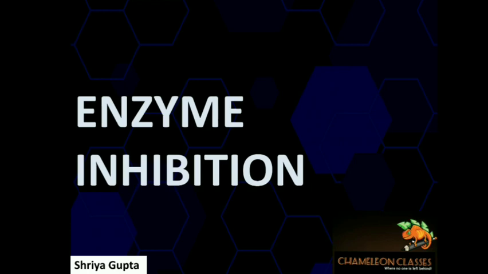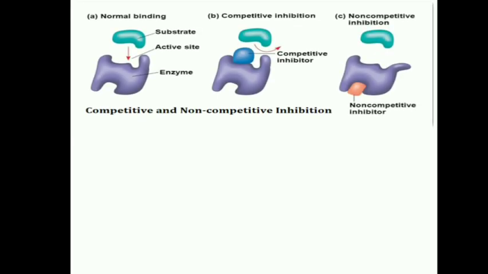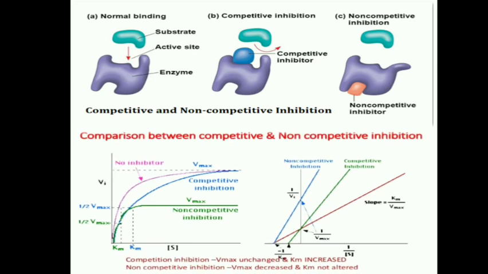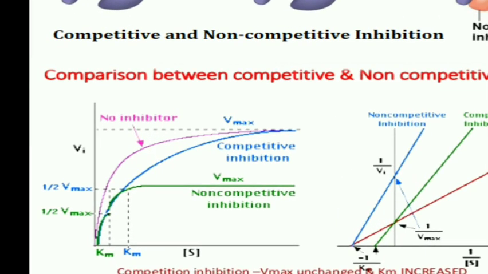So let's begin. In this slide, what we are seeing is the comparative analysis of competitive and non-competitive inhibition in terms of the Lineweaver graph. If we look at the very first graph carefully, we will understand that the pink line represents a normal enzymatic reaction, while the blue line represents the competitive inhibition and the green line represents the non-competitive inhibition.